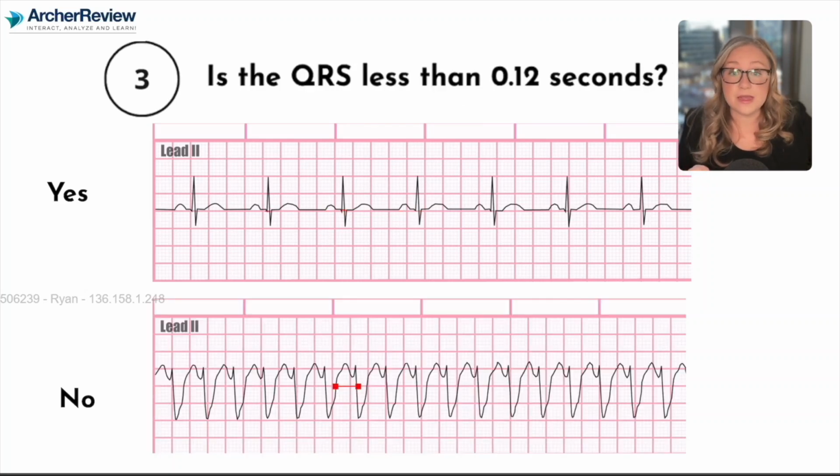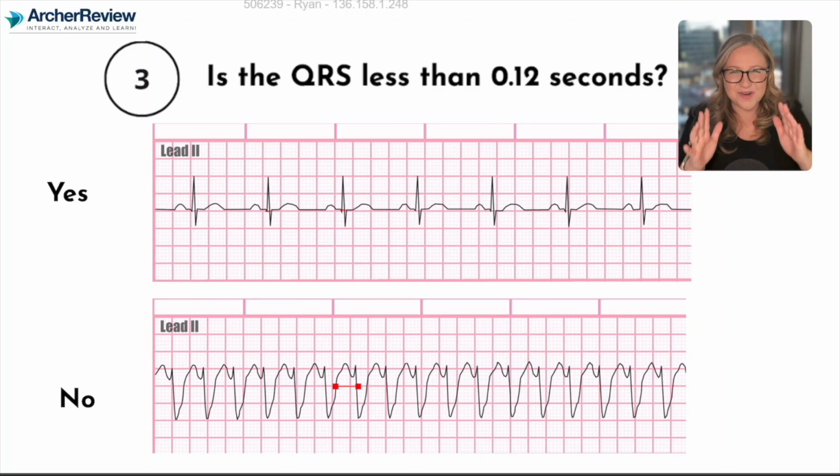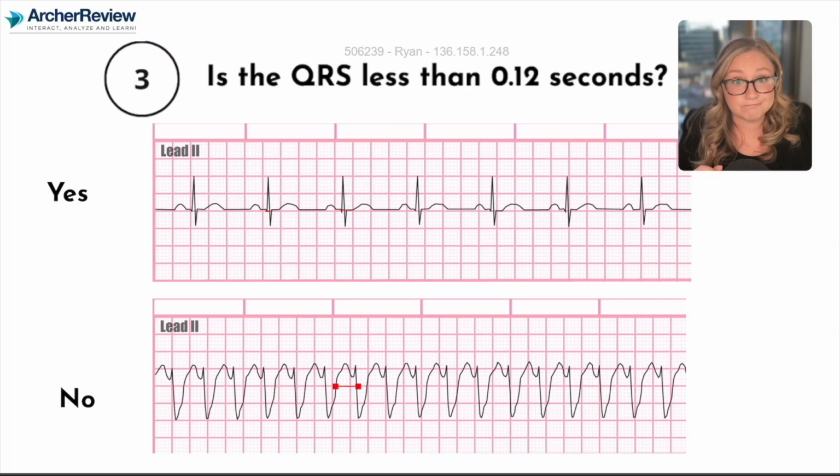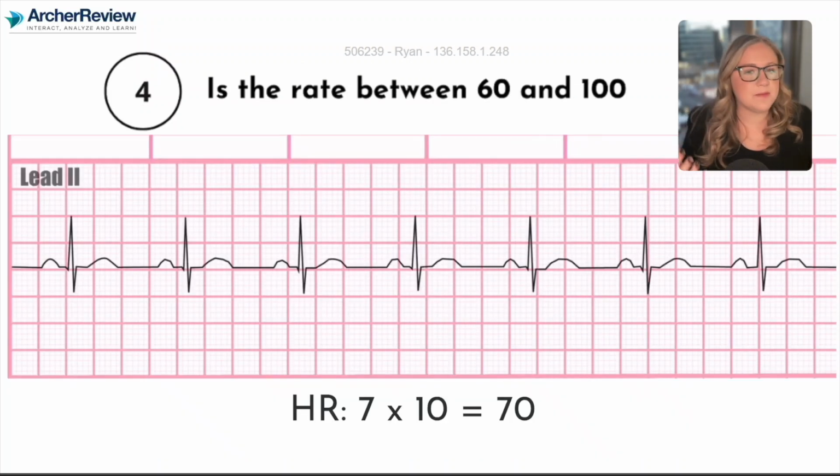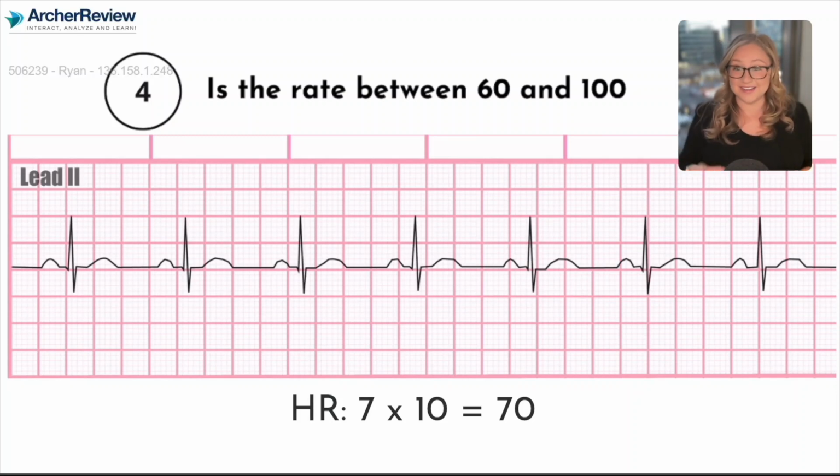Now, step number 3, is that QRS less than 0.12? Remember, we want to make sure that that QRS is tall and narrow, less than those 3 little boxes. You see the example down here below where that QRS gets really wide, we have a problem. Fourth, is the rate between 60 and 100? Remember, once again, for an adult. Count the number of QRS complexes you see in that 6-second strip and multiply it by 10. Here we see 7 heartbeats times 10. The heart rate is 70.